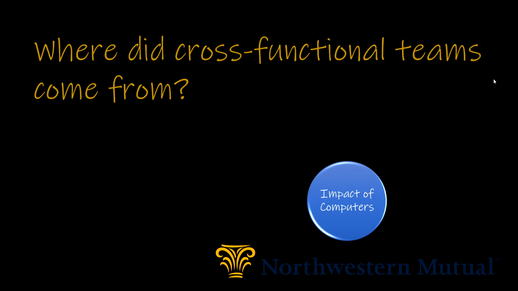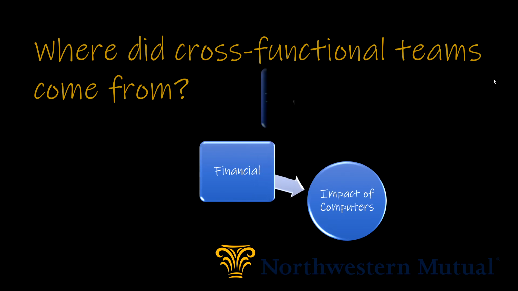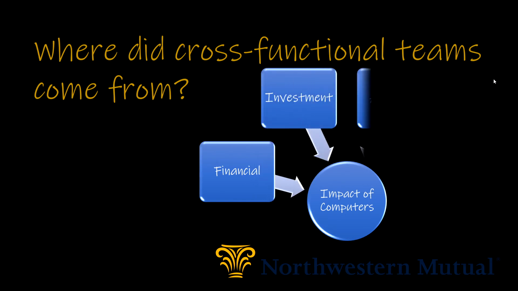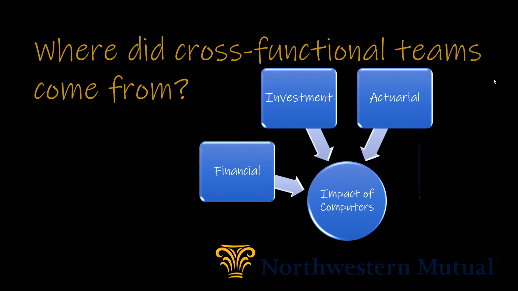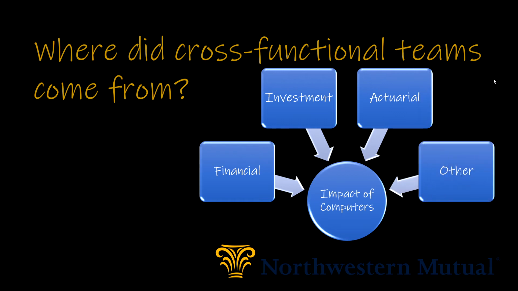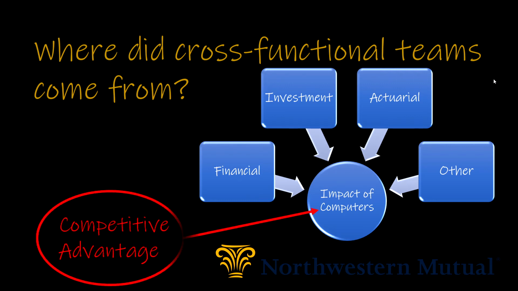And they wanted to prepare for that, so they brought together a group that consisted of people from their financial departments, people from their investment departments, their actuarial departments, and then a few other departments as well. And the idea was that they brought these people together, formed a cross-functional team to investigate this problem so that they could develop a plan for Northwestern Mutual to move forward utilizing computers in their business. Because Northwestern Mutual did such a good job putting together this cross-functional team, they had a competitive advantage in this area for quite a while.